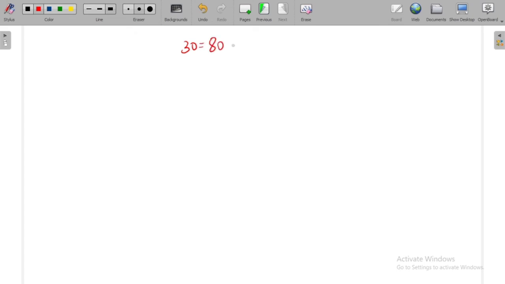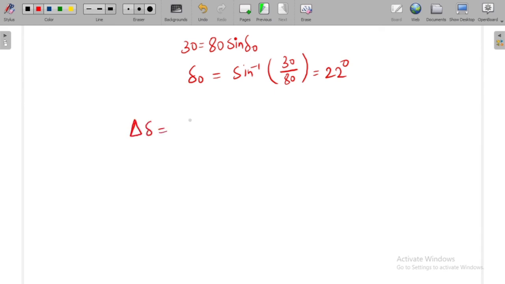So let me take a separate page. 30 is equal to 80 into sine delta naught, where delta naught can be given by sine inverse of 30 by 80. Now delta naught, if you calculate along with me, comes out to be 22 degrees. This is the initial load angle, meaning before the line removal.